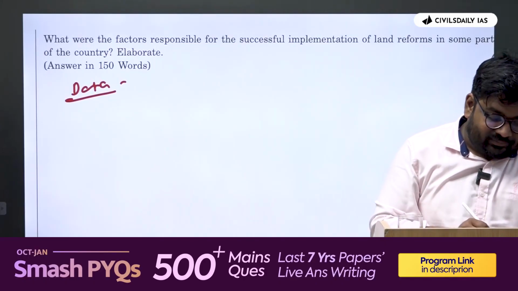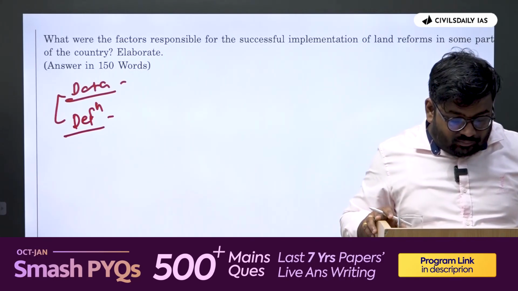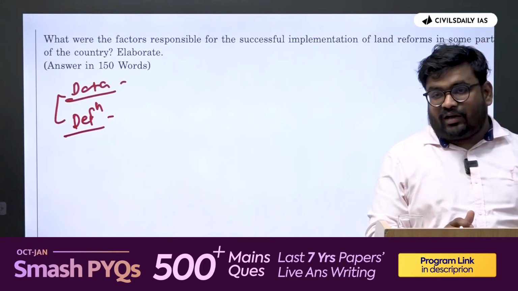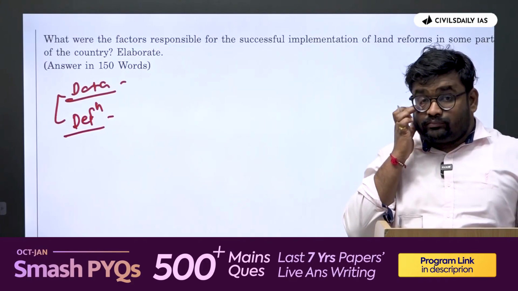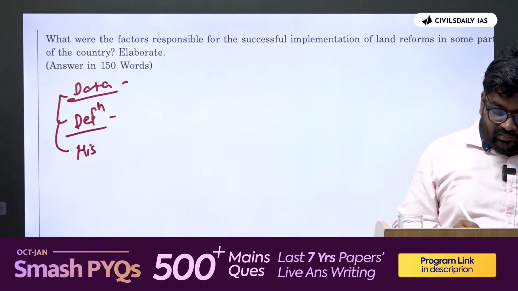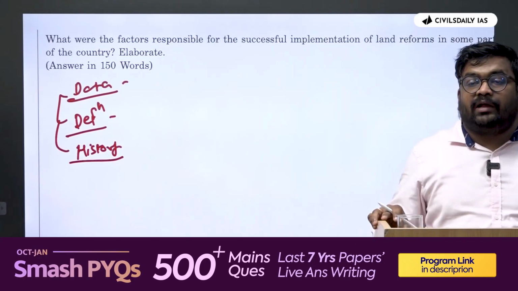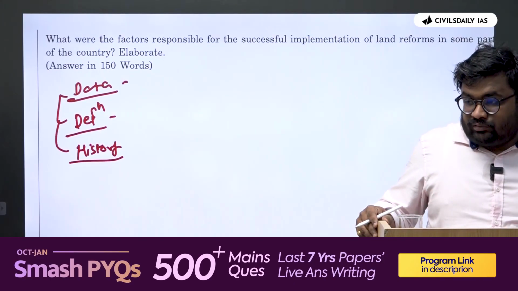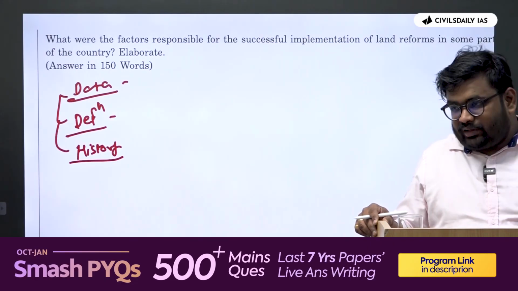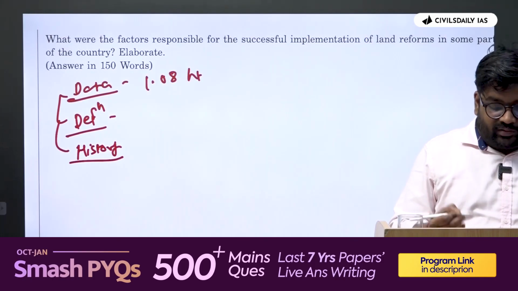What else? Okay, so you can start with the definition also, or you can start with the history also. Land reform was one of the important pillars of the Indian freedom struggle. Okay, yes, the First Amendment Act also, you can mention that. So the data is 1.08 hectare.